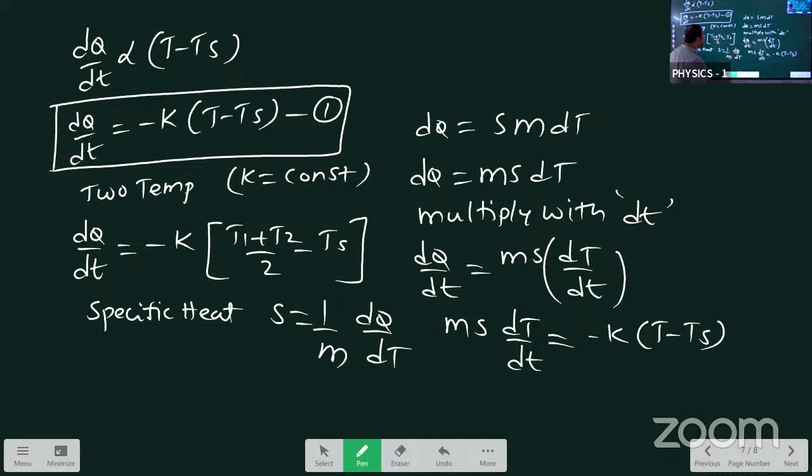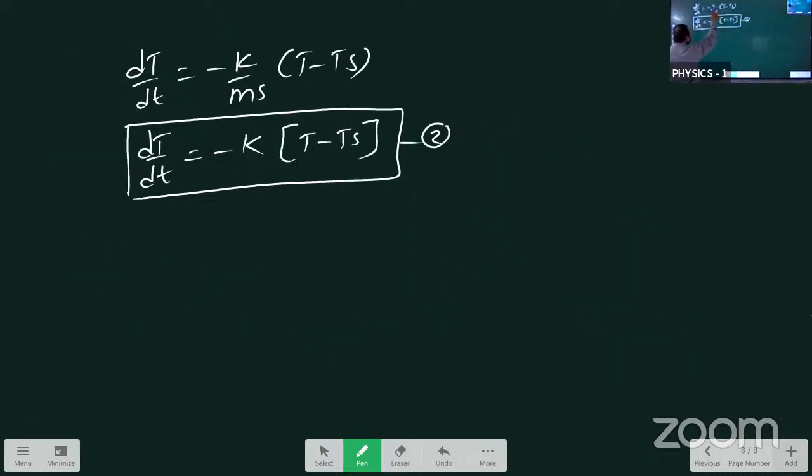From this, what is the dQ value? ms into dT. Multiply both sides by time. Left side dQ/dt, right side ms into dT/dt. Substitute here. We get ms into dT/dt equals minus k into (T minus Ts). On the right side, the same step: the constant going to the right side means division. Constant by constant into constant, again we get a constant.